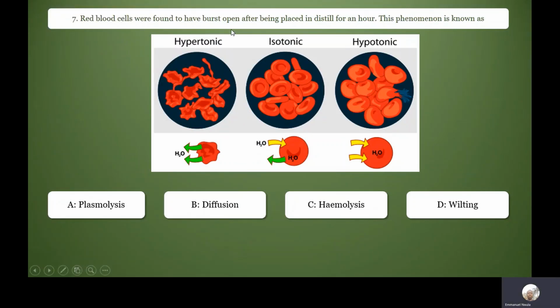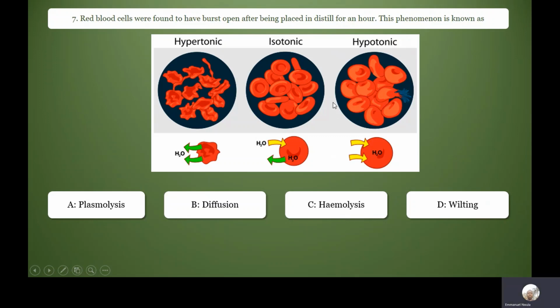Red blood cells were found to have burst open after being placed in distilled water for an hour. This phenomenon is known as hemolysis. Hemolysis, the bursting of red blood cells. Like I said in the previous slide, water moves to where you have more solute, from where you have fewer solutes to where you have more solutes, from a dilute solution to a more concentrated solution.